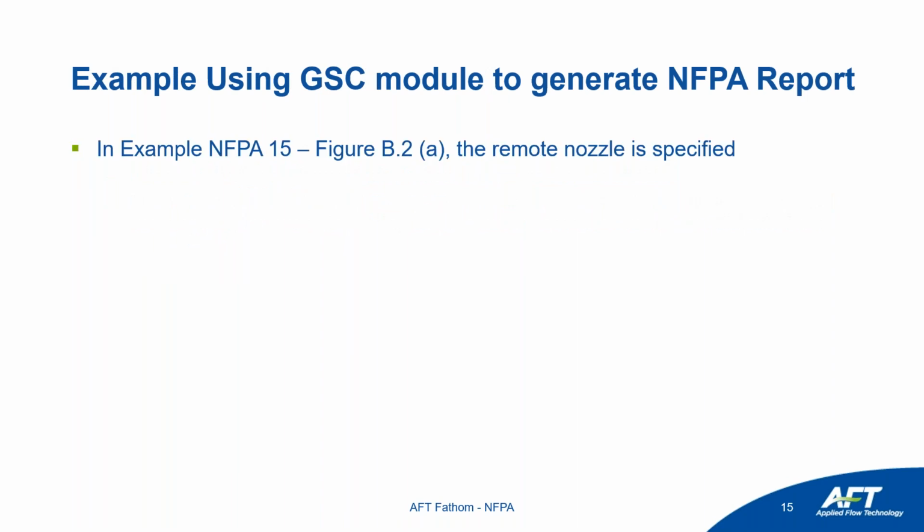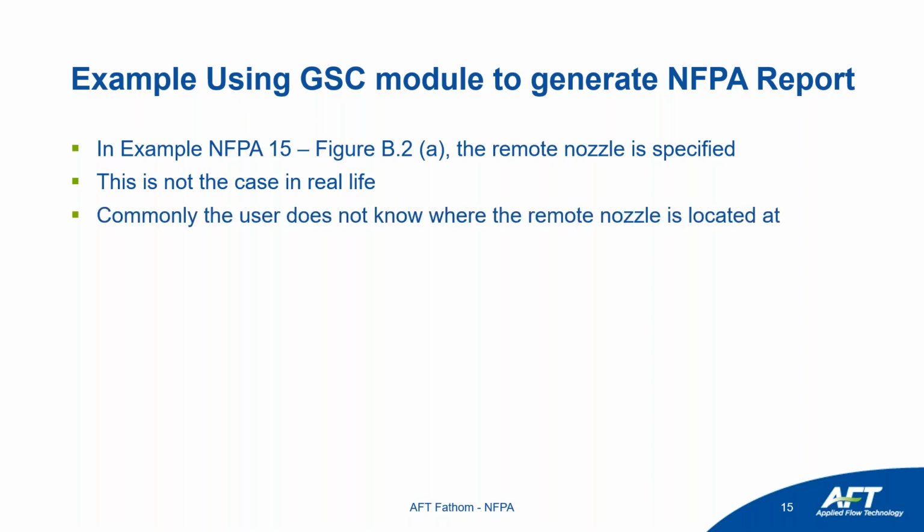So in example NFPA 15, figure B.2, the remote nozzle is specified. The example tells you which one the remote nozzle is. But this is not the case in real life. Commonly, the user does not know where the remote nozzle is located. This is when GSC module comes handy.